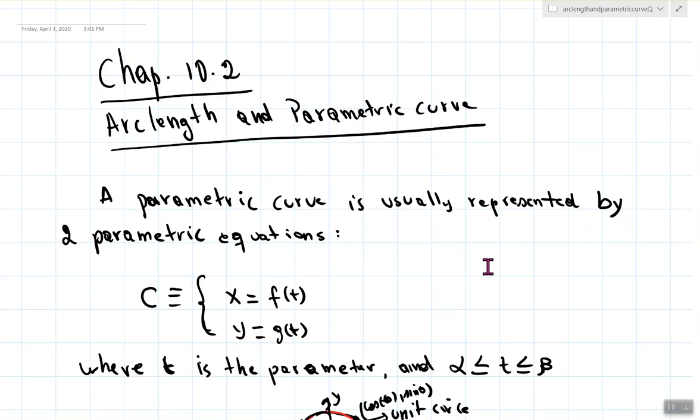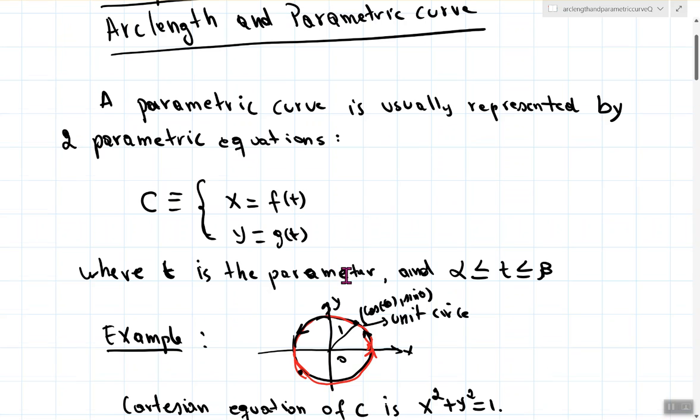So in general, a parametric curve is usually represented by two parametric equations. This is in two-dimensional space. And so usually we have C, which means the curve. It's represented by two parametric equations, x equals f of t and y equals g of t, where t is the parameter, and t is going to be bounded by alpha and beta.